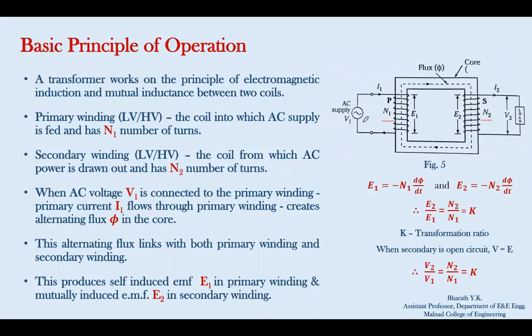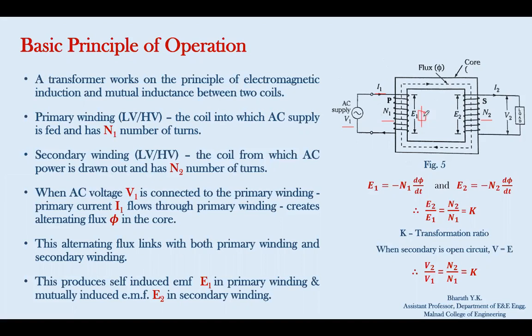When an alternating voltage V1 is connected to the primary winding of the transformer, an alternating current I1 starts to flow through the primary winding. So this alternating current will set up a flux phi in the transformer core. This phi links with both the primary winding as well as the secondary winding.